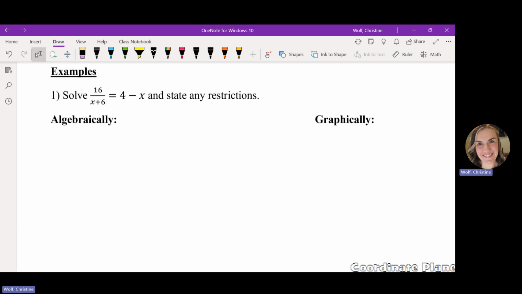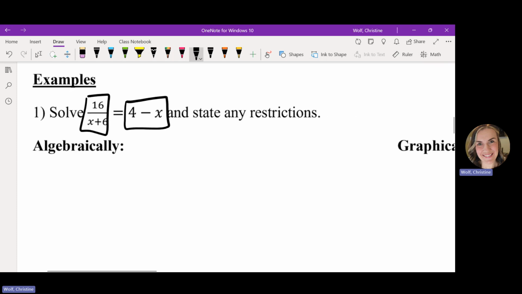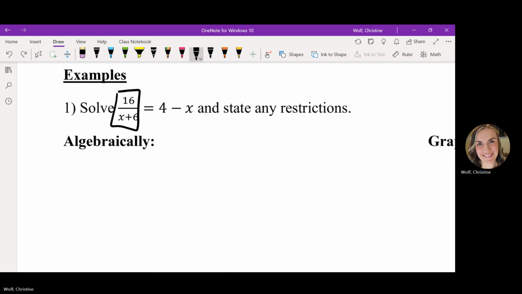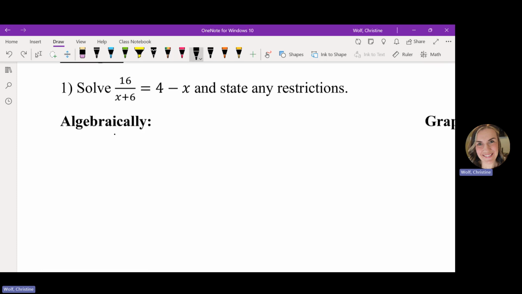I want you to solve 16 over x plus 6 equals 4 minus x. So what you'll notice is you now have an equation with two parts to it, okay? On the left side, we have that rational function that we saw yesterday and the day before. We have 16 over x plus 6. But now I'm forcing it to be equal to something else. I'm forcing it to be equal to 4 minus x. So I'm going to show you how you would solve for x algebraically. And like I said, this is nothing new to you. This should be a breeze.